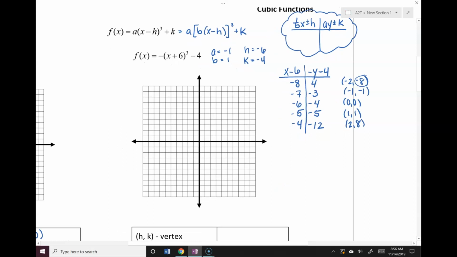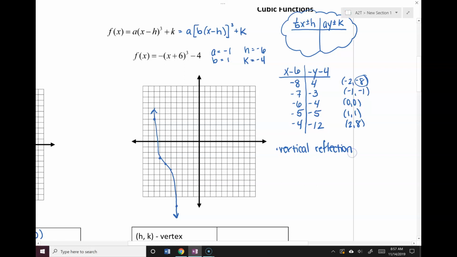Go ahead and graph these with me, please. So we have -8, 4, and then -7, -3. -6, -4, and so forth. For the -12, you're going to have to guesstimate a little bit, but that's okay. Do the best that you can. Our cubic is a little bit curvy, so that's what it looks like. For the transformations, there is a vertical reflection because of our a value being multiplied by a -1.